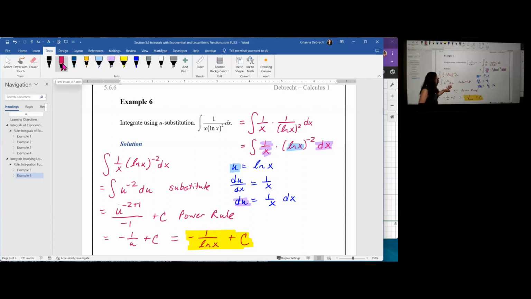Then, when I substitute, I replace natural log of x with u to get u to the negative 2, and I replace the factor 1 over x dx with the differential du. Then I integrate using the power rule, since this is actually an algebraic function. I add 1 to the power and divide by the new power, which gave me u to the negative 1 divided by negative 1. I rewrote this as negative 1 over u plus a constant, and then I back substituted to get back to the original variable, which is x. Make sure you don't forget to add on the constant of integration.